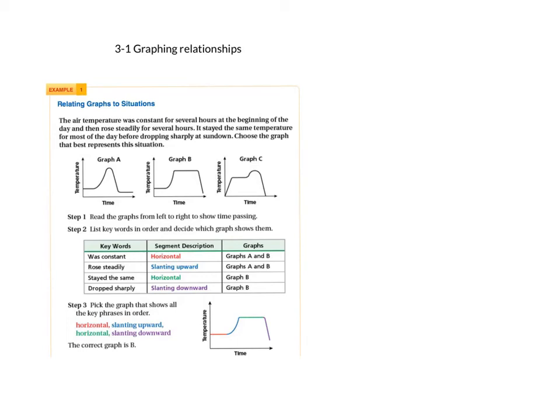This is 3-1 graphing relationships. So the first thing you'll have to be able to do in 3-1 is choose a graph that best represents the situation.